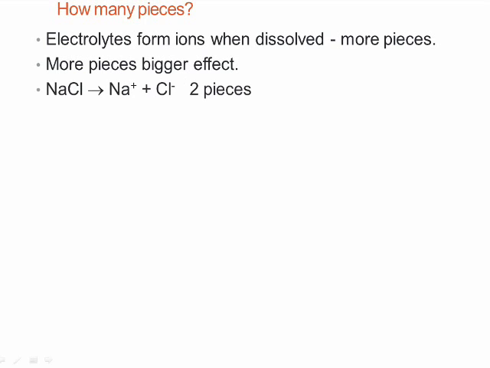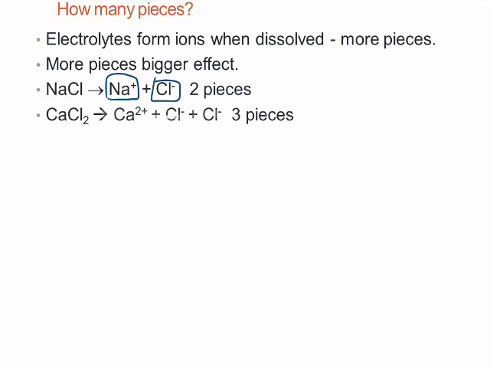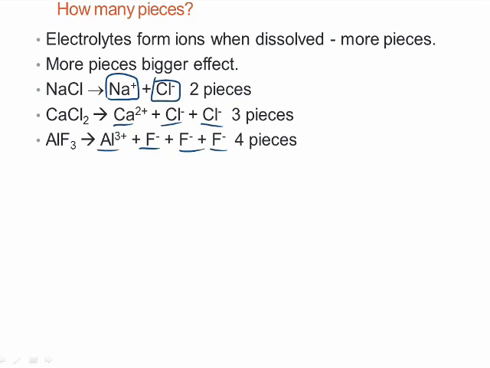So let's see, this sodium chloride has two pieces because it dissociates. They break up into two ions because that's an ionic bond. Calcium chloride, 3 pieces. We have the calcium and the chlorine and the chlorine. Aluminum fluoride, 4 pieces: aluminum, fluoride, fluoride, fluoride. So this one is going to have the bigger effect, bigger than this and bigger than the sodium chloride.